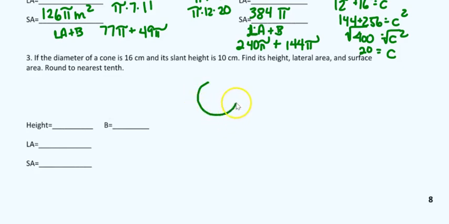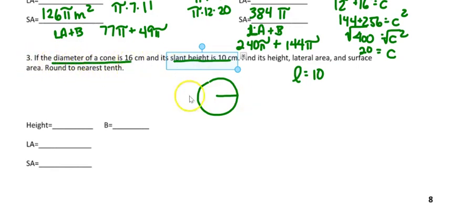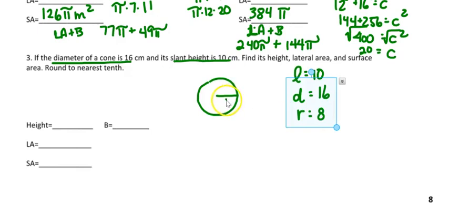So this is still a cone. The base is a circle. It does tell us the slant height is 10, and it's telling us the diameter is 16. So we know the radius is half of that. So let's start out with the base, because I don't think it's giving us the height. The base is going to be pi r squared, so pi times 8 squared.